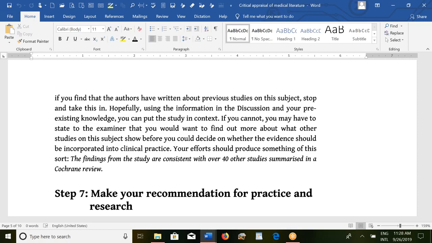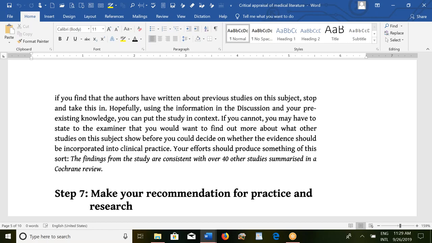If you cannot, you may have to state to the examiner that you would want to find out more about what other studies on this subject show before you could decide on whether the evidence should be incorporated into clinical practice. In your efforts to produce something of this sort, you will say, the findings from the study are consistent with over 40 other studies summarized in a Cochrane review.